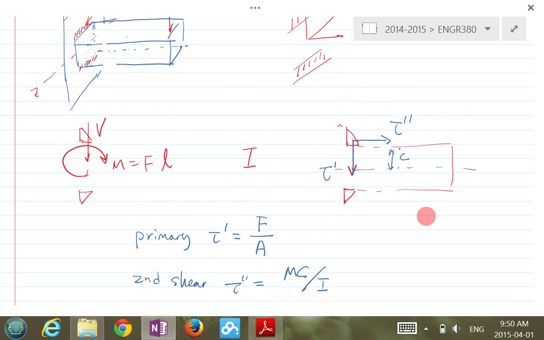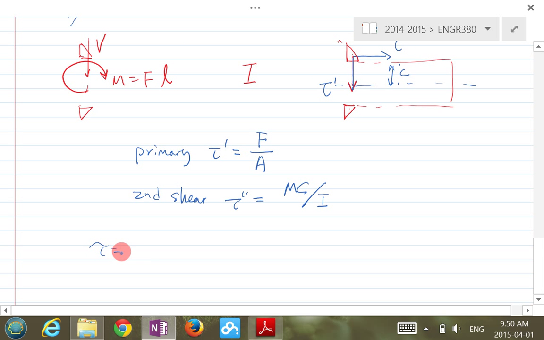Then the total stress is basically the vector addition of these two. Because these two are perpendicular, the total stress is essentially the square root of tau prime squared plus tau double prime squared. That's the total stress, and we'll use this stress to compare with the allowable stress, and then we can decide on the safety.